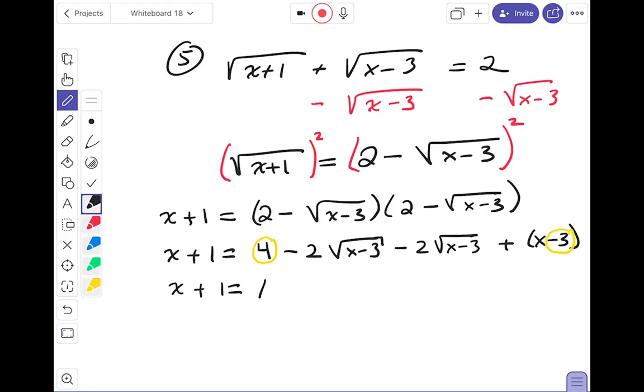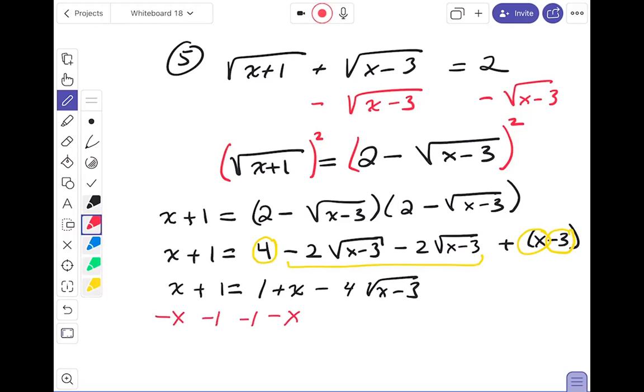All right. What else do I see? Plus x. I'm going to point that out to you right over here. All right. What else do I see? I see these two guys. And what's that going to give me? Minus 4 root x minus 3. All right, someone says, what are you doing now? I'm still doing the same thing over and over again, isolating a radical. How would I do that? Subtract x from both sides and subtract 1 from both sides. What do you get?